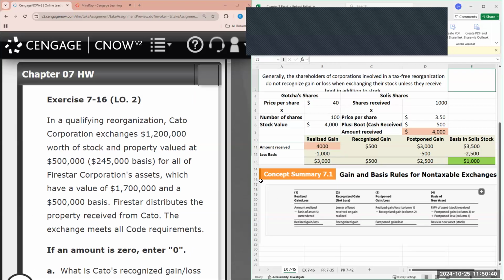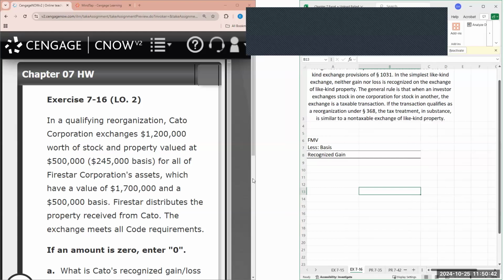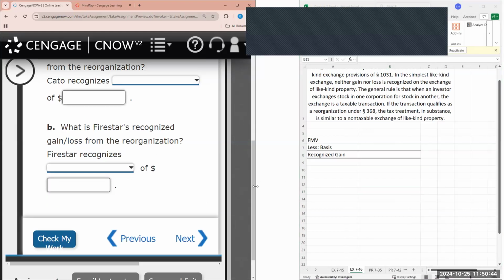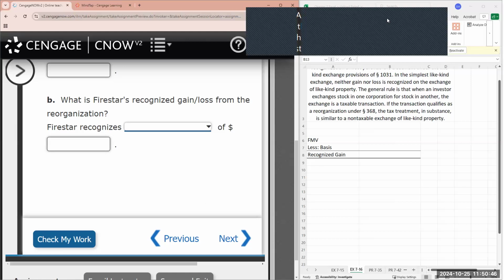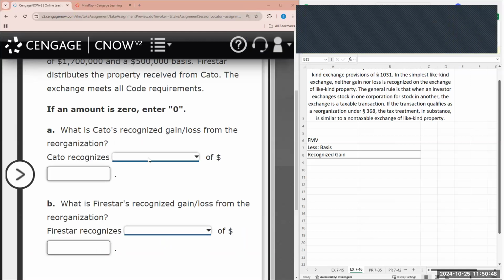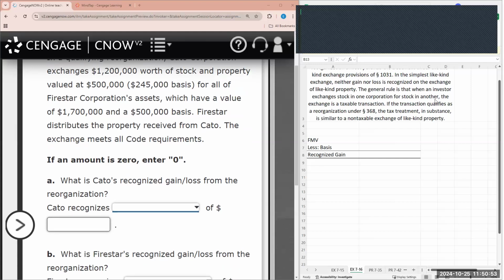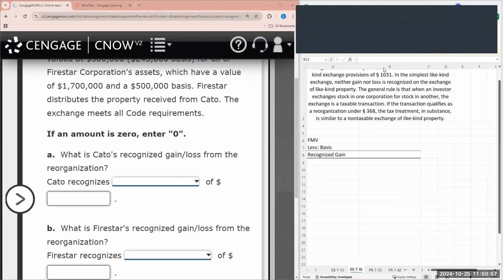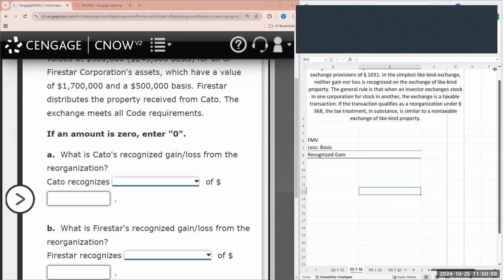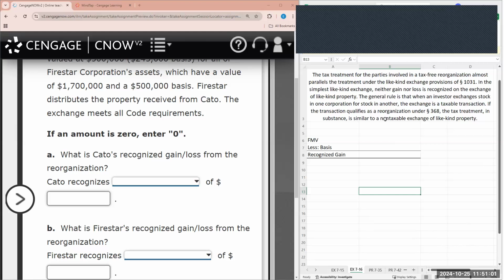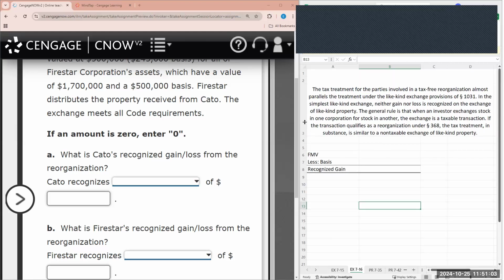So this brings us to our next question. All right. And so for this question, it asks us, A, what is Cato's recognized gain or loss from the reorganization? And B, what is Firestar's gain or loss from the reorganization?